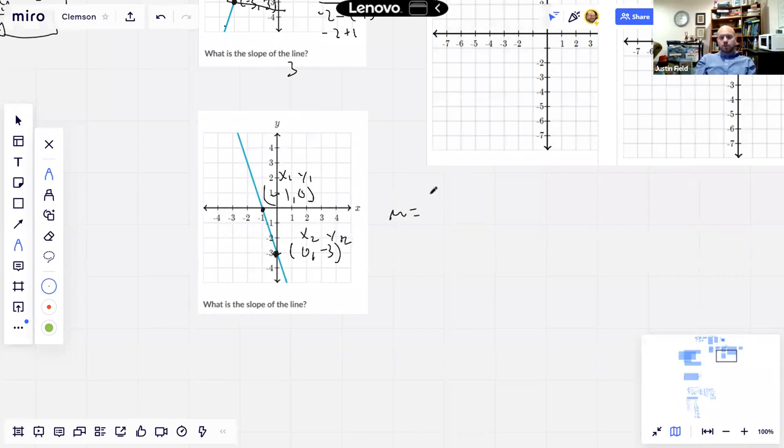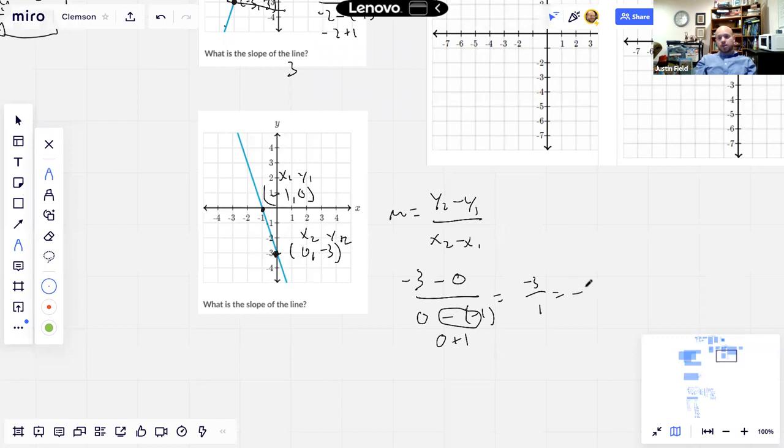Write down the slope formula: y2 minus y1 over x2 minus x1. Substitute in your ordered pairs. y2, -3, minus y1, 0, over x2, 0, minus x1, -1. -3 minus 0 is -3. 0 minus the -1 is 0 plus 1, which is 1. And so this time it's -3.